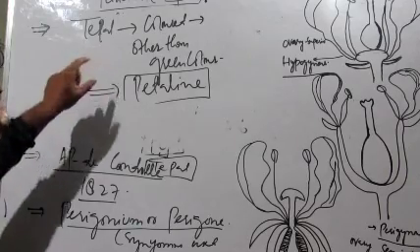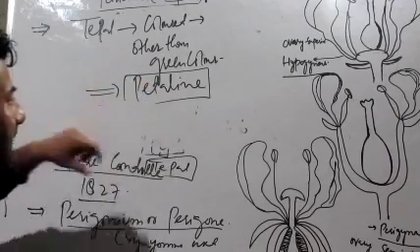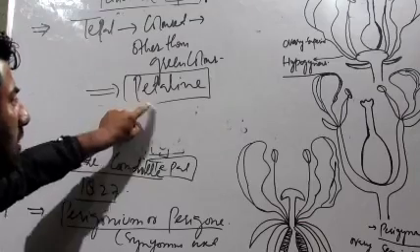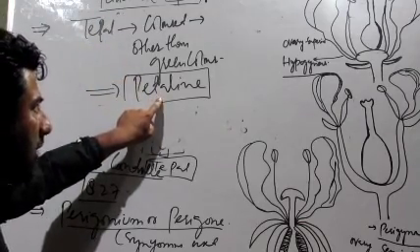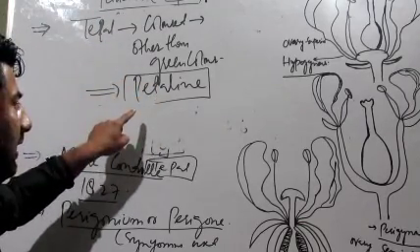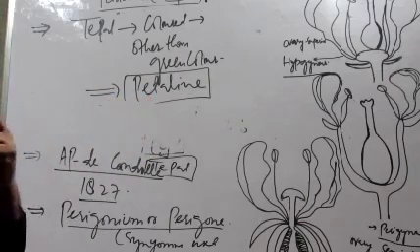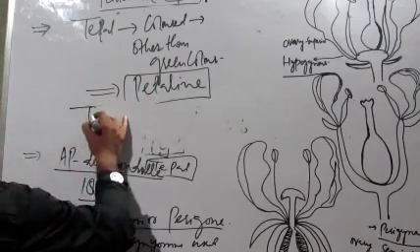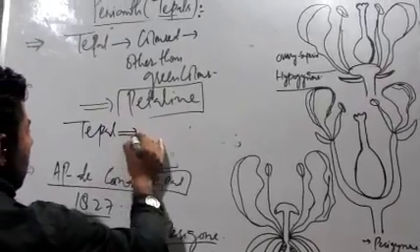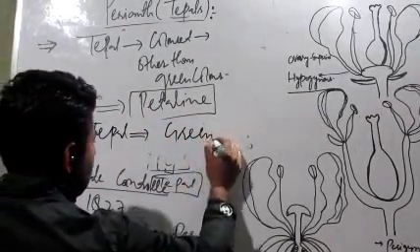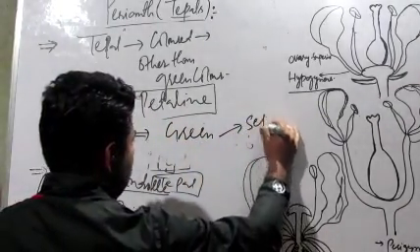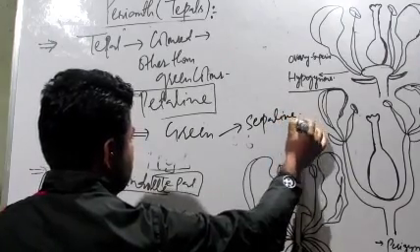So here the tepal is non-green. It is colored other than the color of the green. That's why it looks like a petal and it is known as petaline. So the tepal which is colored other than the green color, this condition is known as petaline. If the tepal is green colored, if the tepal is green, then it is called sepaline. We say this is sepaline.